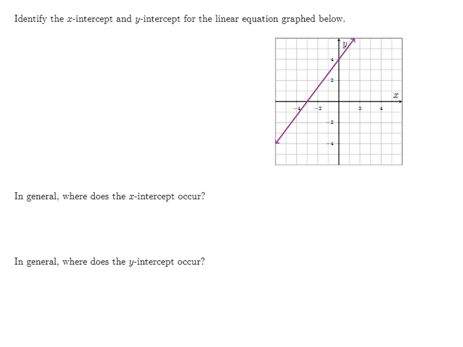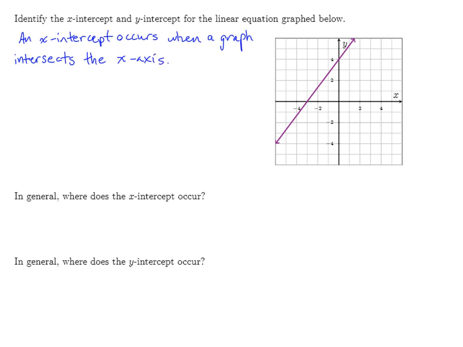So let's write that down. An x-intercept occurs when a graph intersects, so crosses or just hits, the x-axis.